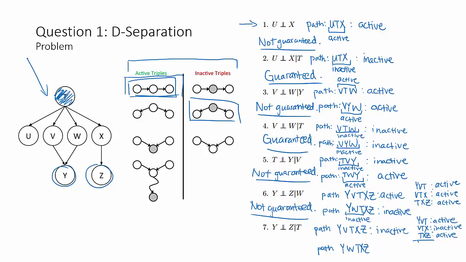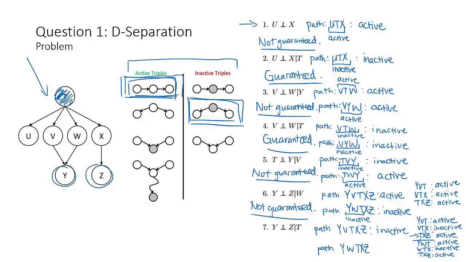YWTXZ. Again, there are three triples along this path: YWT, WTX, and TXZ. First, we already know TXZ is an active triple, same as before. YWT is also a causal chain triple with the middle node unobserved, and so YWT is active. For WTX, again, we have a common cause triple with the middle node observed, and so this triple is inactive.